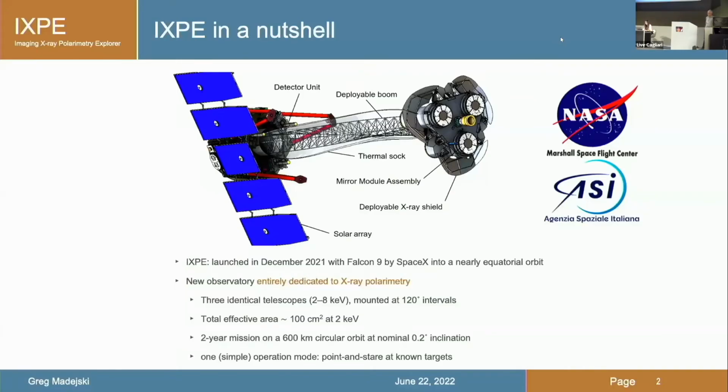Since nobody discussed what IXPE is all about, I figured that a few slides explaining the instrument itself might be in order. IXPE is a satellite that is not all that different in terms of global structure from NuSTAR, but it has a very different purpose. It was launched 6 months ago, so it is really a baby by comparison to XMM, which has been in orbit for a number of years, or NuSTAR, which is 10 years old at this point. It is entirely dedicated to X-ray polarimetry.